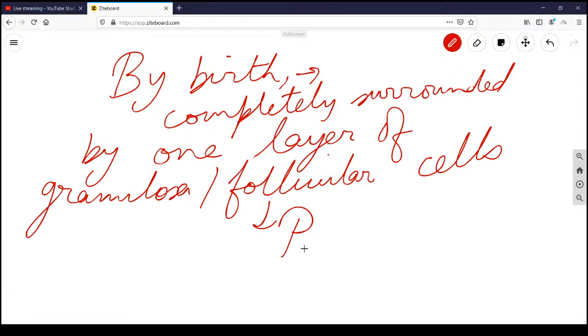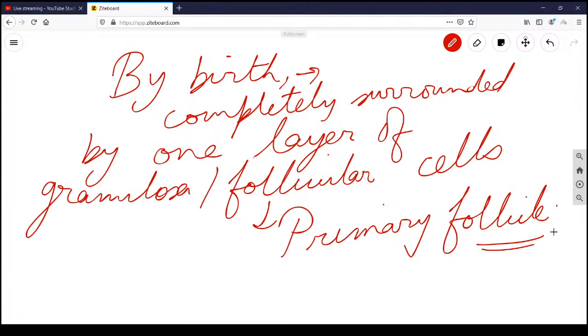Now they are known as this combination of primary oocyte and follicular cells, one layer thick, which are surrounding the primary oocyte. Now they are known as primary follicle. Now this structure is known as primary follicle.